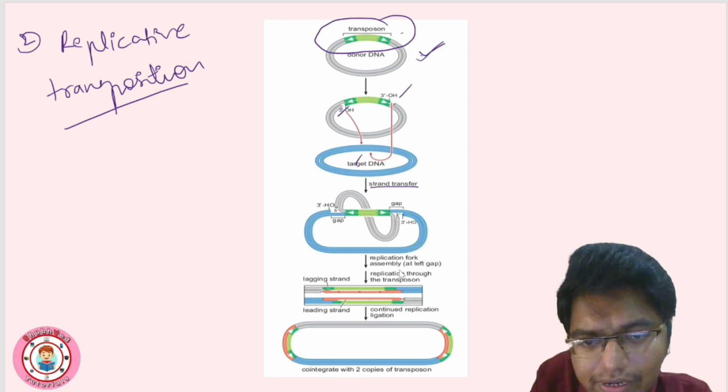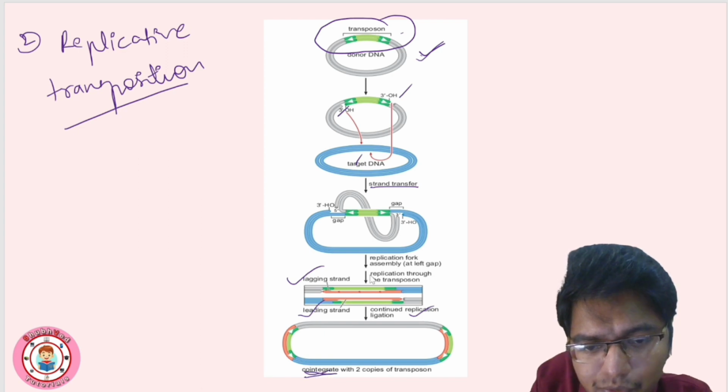Replication fork assembly. From the name only we understood replication will take place, right? Replicative transposition. So the replication fork will assemble here, and then replication will take place through the transposon. We can see here lagging strand, leading strand, all the replication things we have studied previously. Continued replication, ligation, right? Then ligation will take place. Means what? Joining of strands. And this is known as co-integrate.